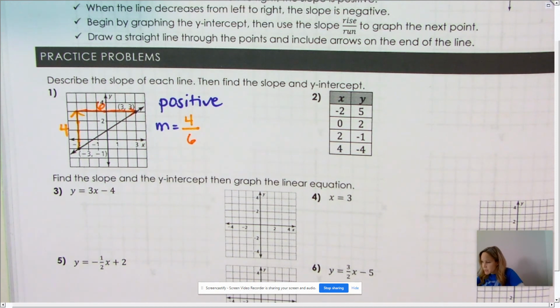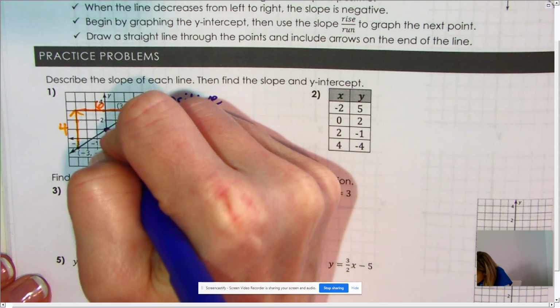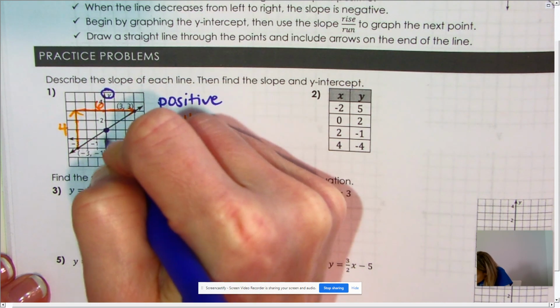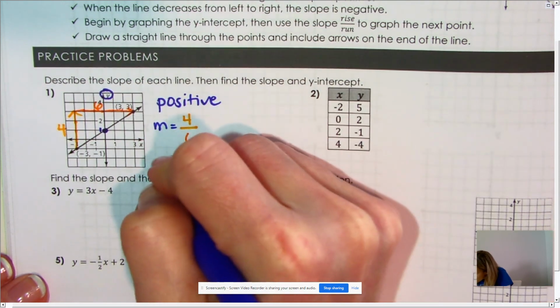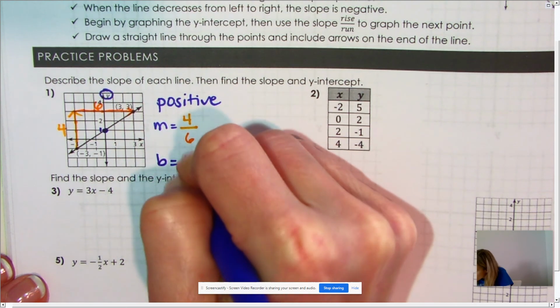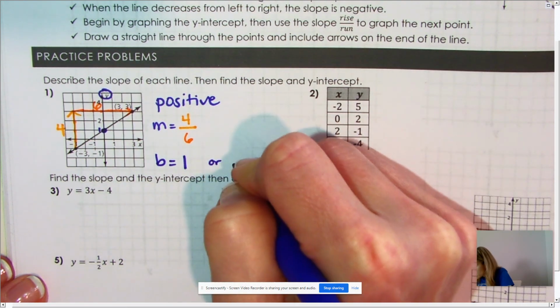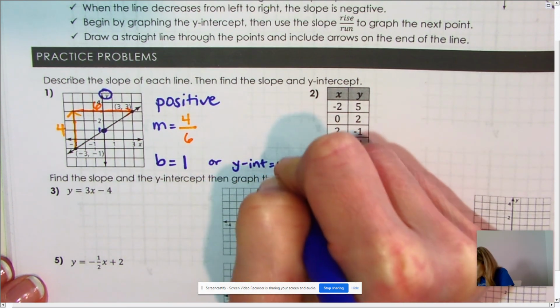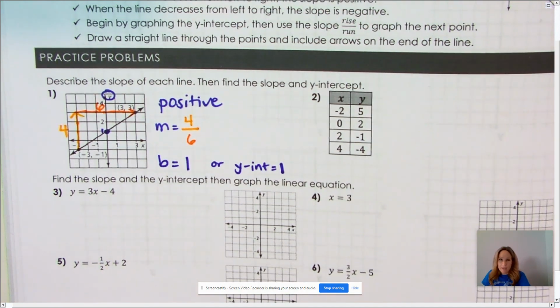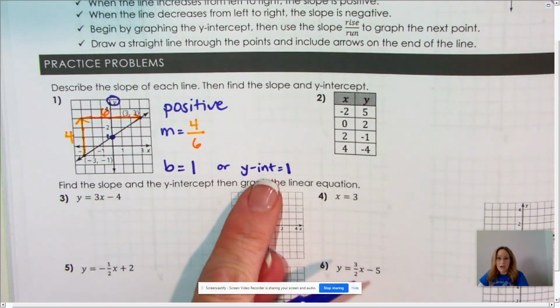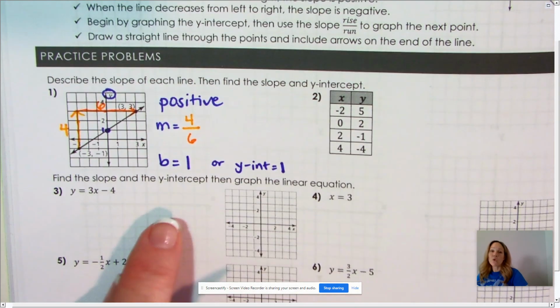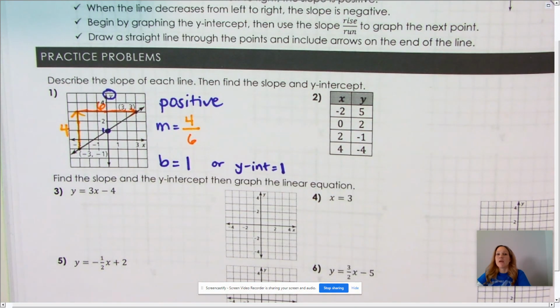Okay, so let's do another one. Oh, I didn't do the y-intercept yet. Okay, so then we just need to look really quickly, where does it go through the y-axis? Here's y, and that value is 1. So I would say, you could either say b equals 1, or you could say the y-intercept equals 1. You should not say y equals 1, either b or y-int, okay? Or you can write out the whole word y-intercept if you want.